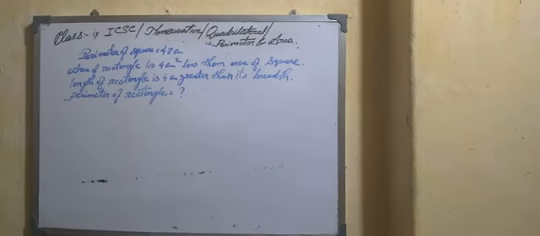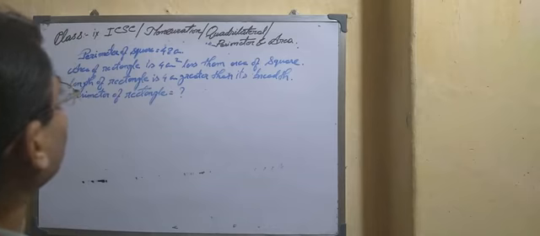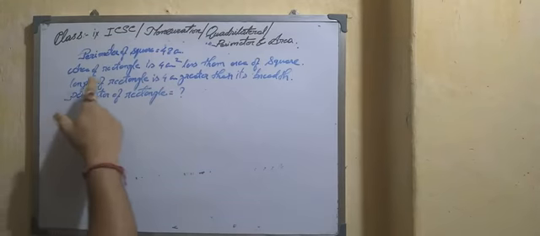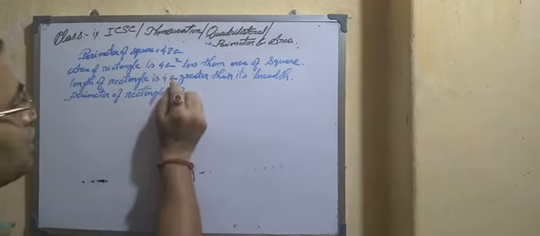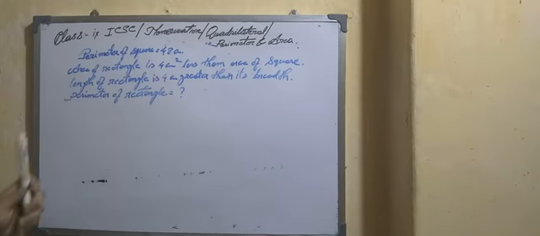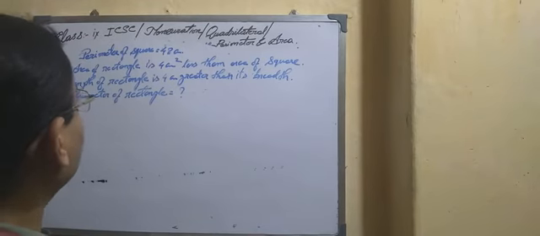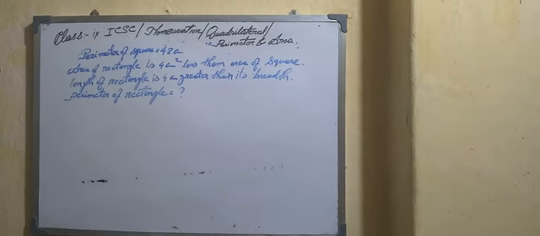What is given here? The perimeter of a square is equal to 48 centimeter, and area of rectangle is 4 centimeter square less than the area of square. Then length of a rectangle is 4 centimeter greater than its breadth, and the perimeter of the rectangle we have to find out. Okay.